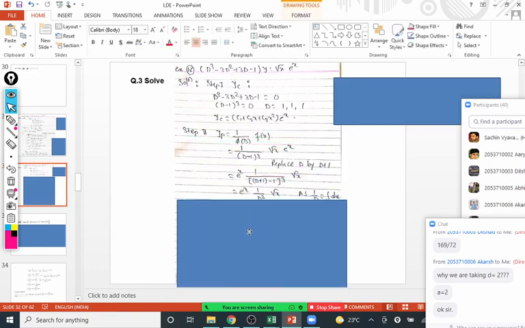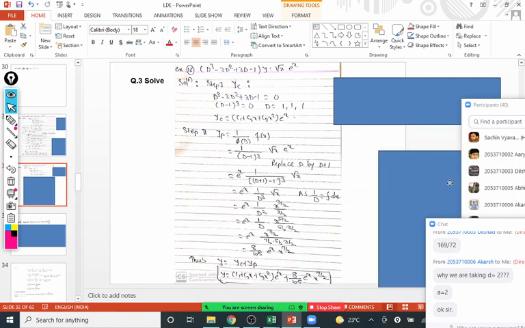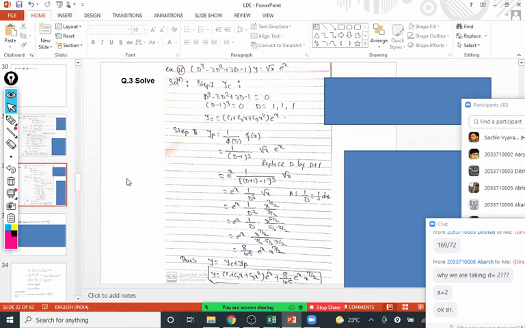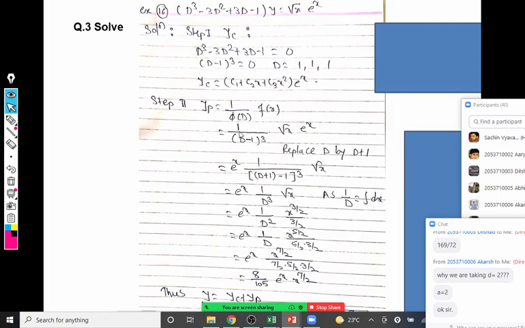Let me show you here. So in this case, 1 upon phi of D of f of x: 1 upon D minus 1 cube of root x e raised to x. We replace D by D plus 1 and we get 1 upon D cube of root x. Now 1 upon D cube means 3 integrations. 3 times we have to integrate root x, because 1 by D is the integration operator. So e raised to x, 1 upon D square, and integration of root x, that is x raised to half, is x raised to 3 by 2 upon 3 by 2. One more integration, x raised to 5 by 2 upon 5 by 2. And the last integration, x raised to 7 by 2 upon 7 by 2.